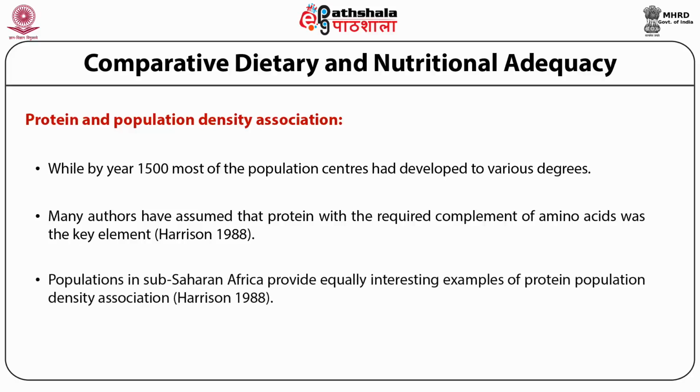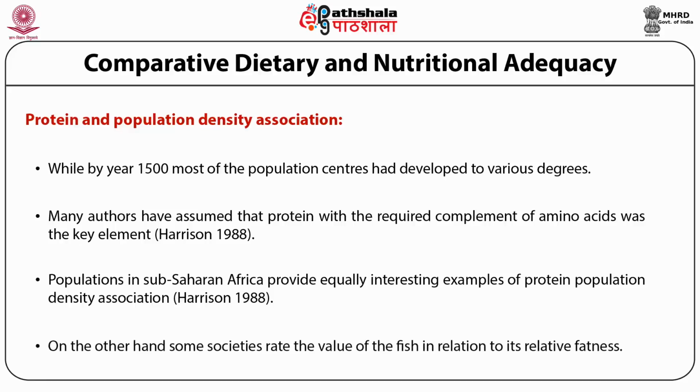Populations in sub-Saharan Africa provide equally interesting examples of protein and population density association. It might be argued that people simply find the taste of meat desirable. On the other hand, some societies rate the value of fish in relation to its relative fatness. So it can be concluded that in the evolutionary process, the taste for fat has been genetically selected, and humans seem to capture food which provides nutrients crucial for their survival and well-being.